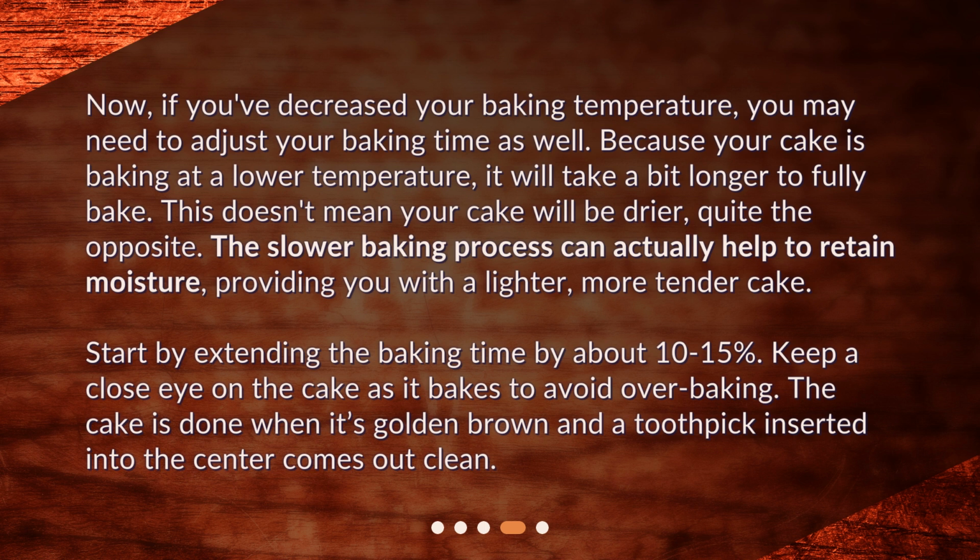Start by extending the baking time by about 10 to 15%. Keep a close eye on the cake as it bakes to avoid overbaking. The cake is done when it's golden brown and a toothpick inserted into the center comes out clean.